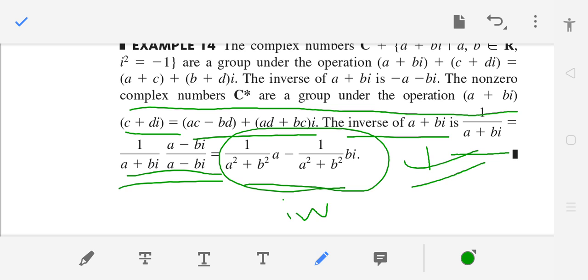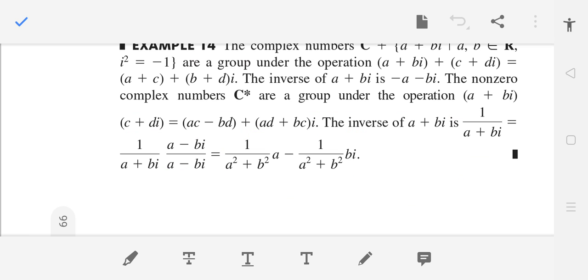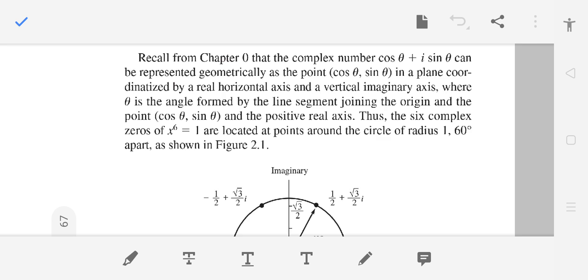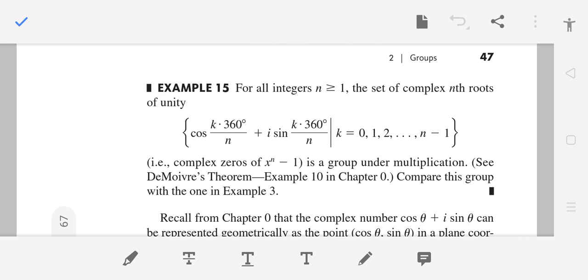I just wrote it in very bad handwriting, because I don't have anything like iPads. So 1 upon a plus bi can be expressed like this, and all are real numbers because the denominator is non-zero. So C star is a group. What is the identity of C star? It is 1. So you can find the inverse and perform every operation, so yes, this forms a group. Now, consider another group which is a very important group.